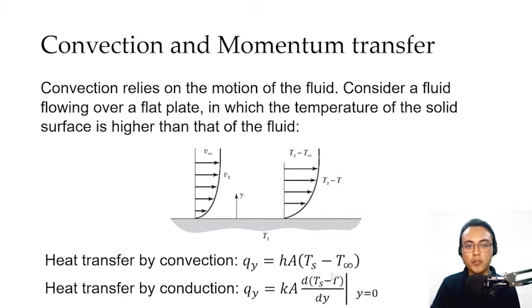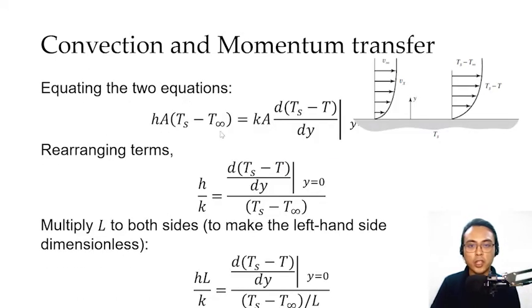So why are we specifying that our conduction is only at y is equal to 0? Again, as I have mentioned earlier, due to the no-slip boundary condition, there will be a layer of fluid adjacent to the surface boundary that is not moving. Therefore, that is the only place wherein we have conduction. We are also saying that the rate of heat transfer is constant, so the rate of heat transfer by conduction and convection should be equal. Equating these two equations, we have this form of the equation.